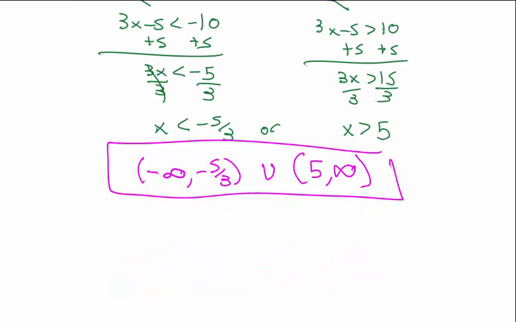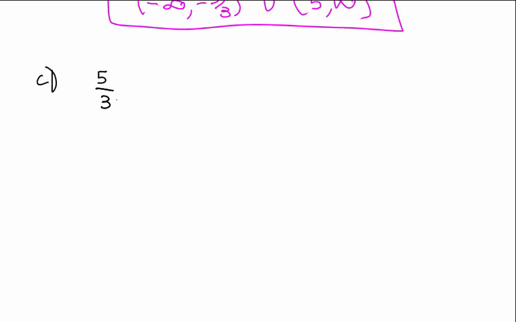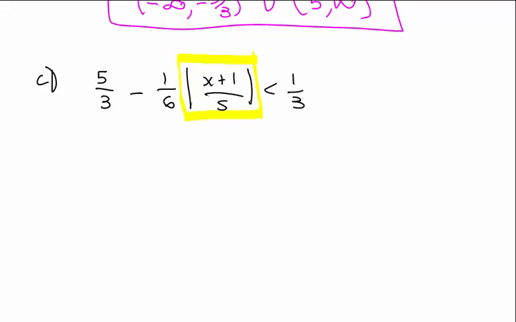Let's try one really involved problem. How about we have 5/3 minus 1/6 times the absolute value of x plus 1 over 5 is less than 1/3. Now you might notice that this guy has an absolute value in it and a less than. So does that mean we're between two numbers? Well, we can't make that decision until the absolute value part is alone. So we have to get it alone by dealing with all the fractions outside of it.